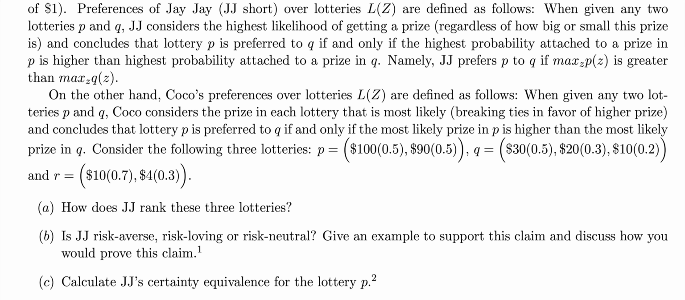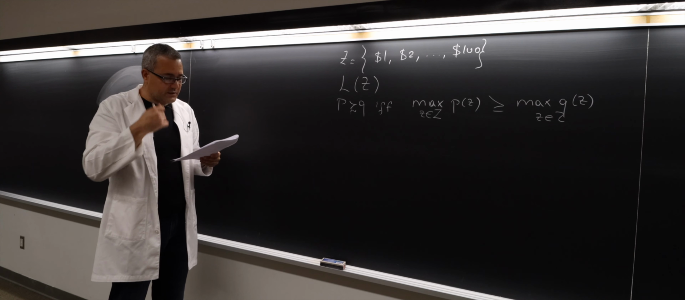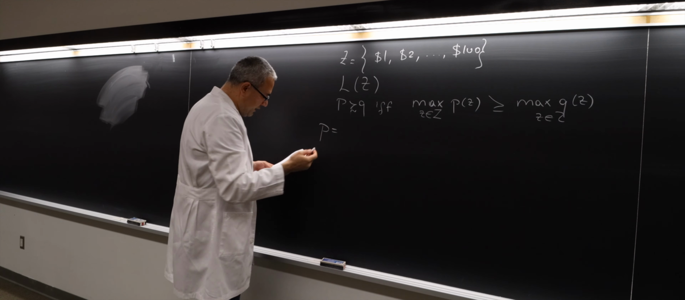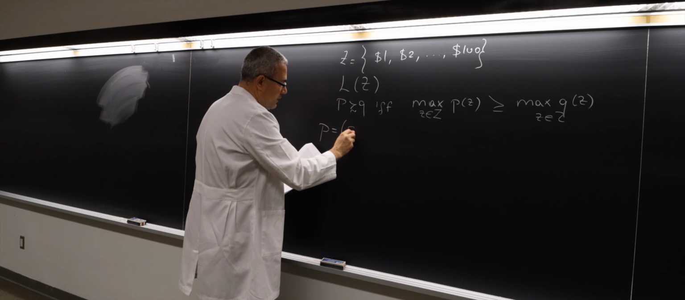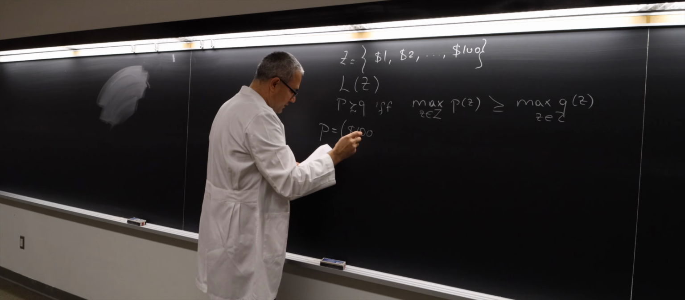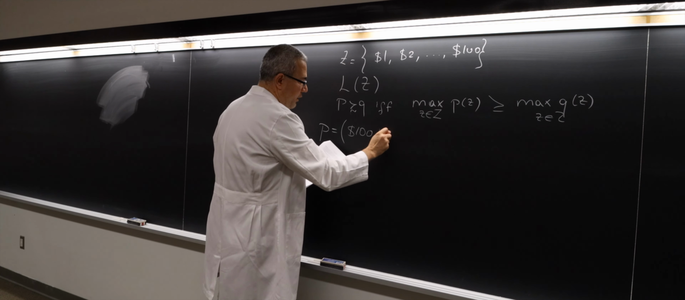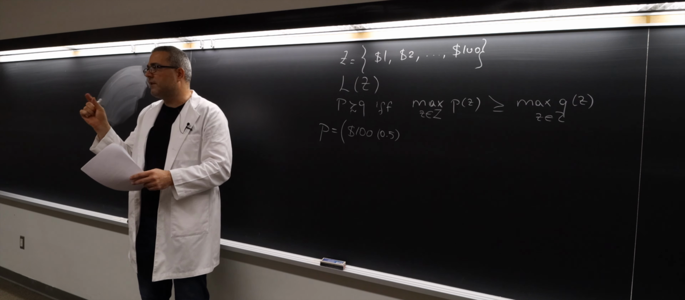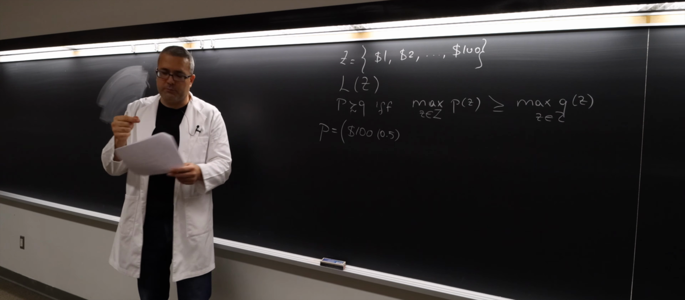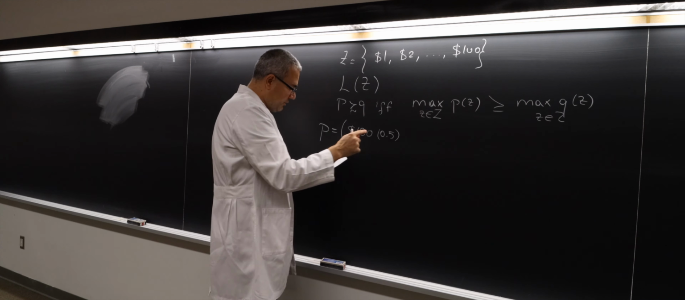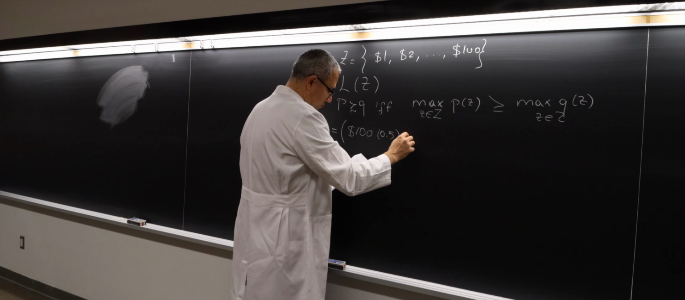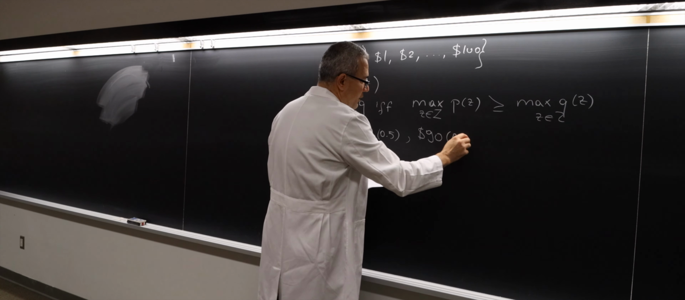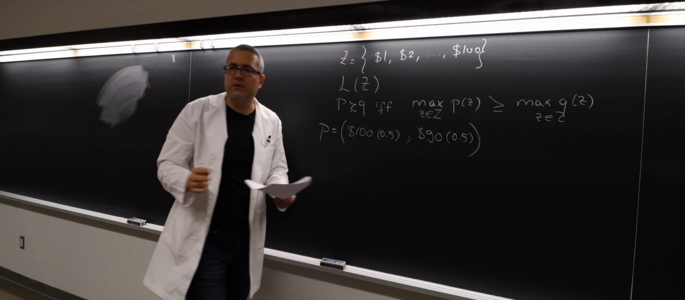Okay? The question asks us to consider three lotteries, P, Q, and R. So P is defined as follows. You're going to get $100 with probability 0.5. The numbers inside the parentheses are the probabilities of that prize. So $100 with half probability and $90 with the remaining probability. So there are two possible prizes.